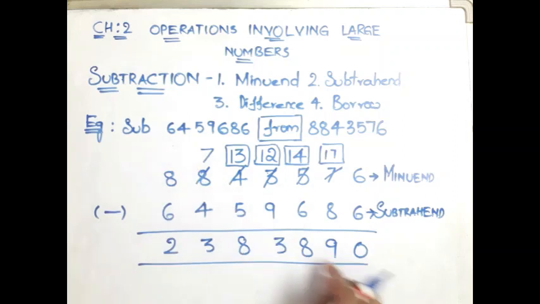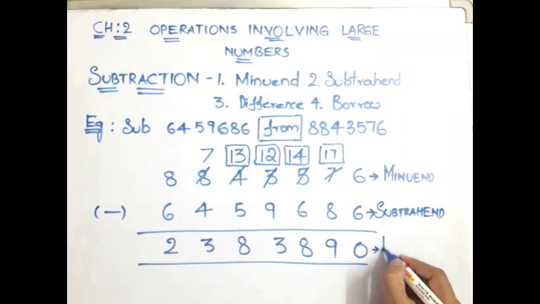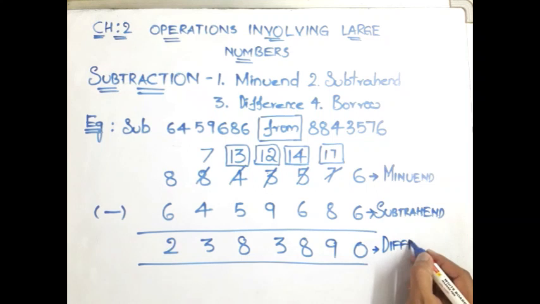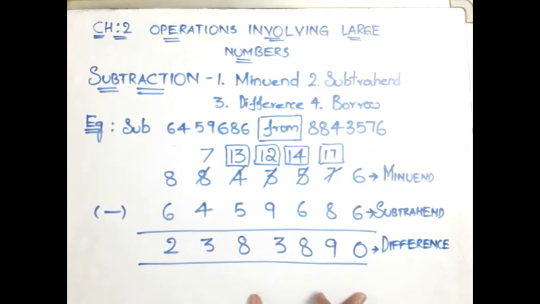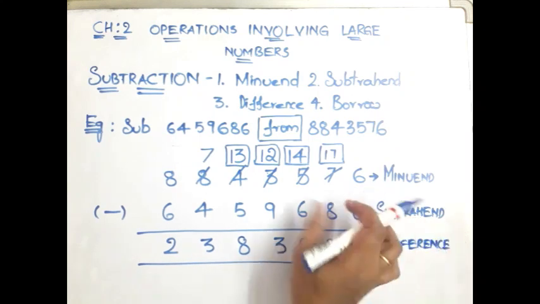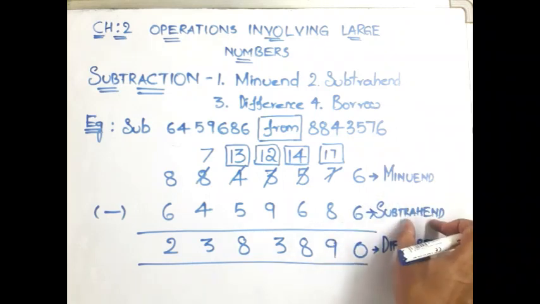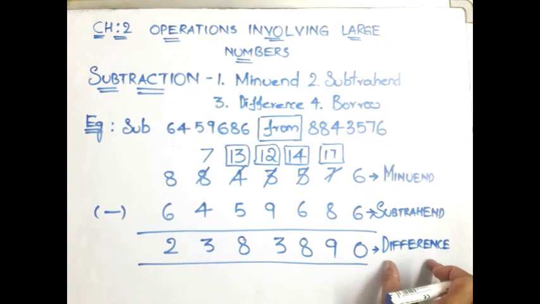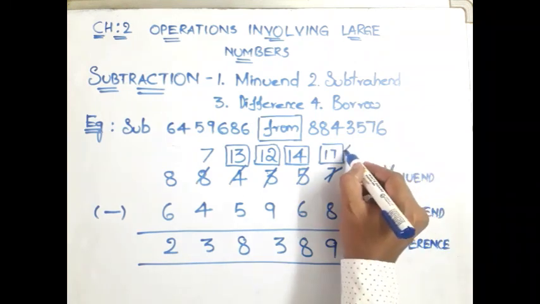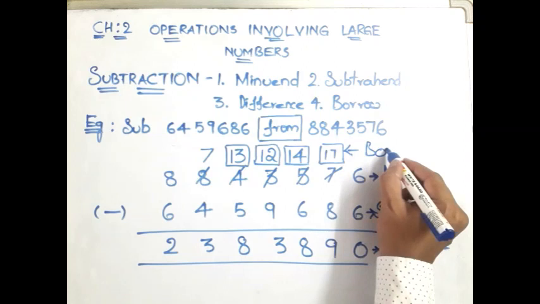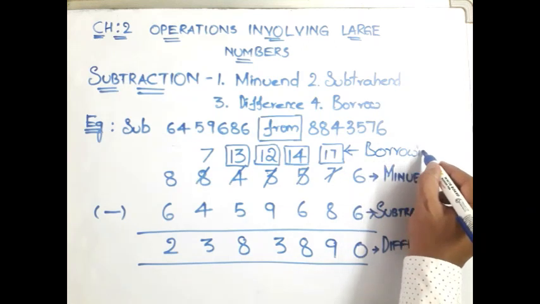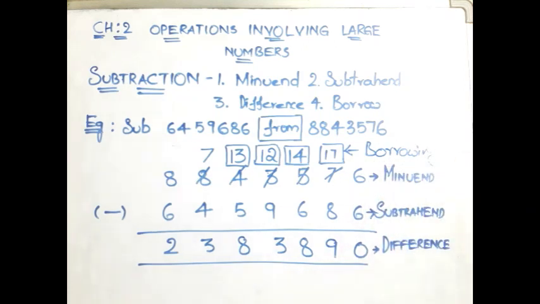For addition we wrote sum, for subtraction it is difference. These questions will come in blanks and MCQs, so please try to remember these things carefully. From what we are going to subtract another number is minuend, what should be subtracted is subtrahend, and the result after subtraction is difference. And this borrowing is not a separate term, actually it is a process. These three are important: minuend, subtrahend and difference.